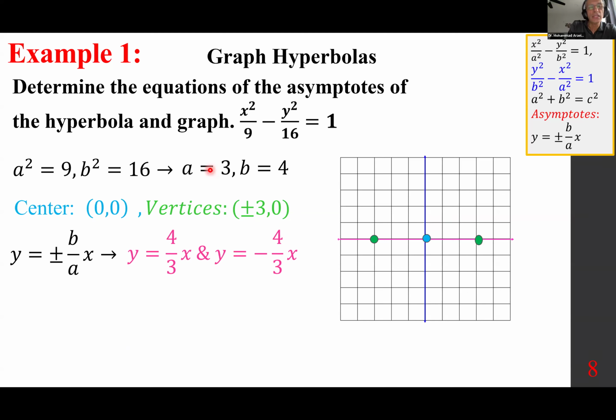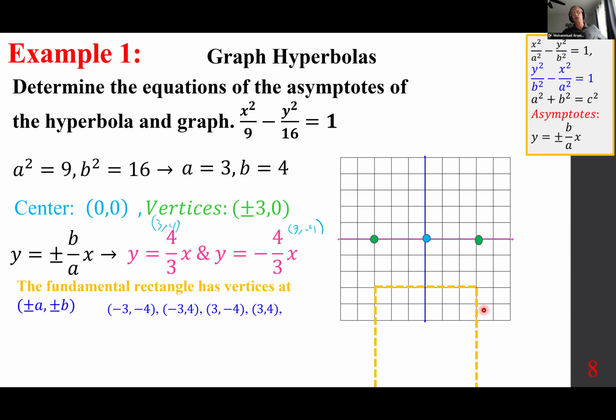If we were to graph them fairly fast, they both go through 0, 0. For the sake of argument, if you pick x to be 3, it cancels out the 3 and y becomes 4. If you pick negative 3, you get negative 4. But in any event, it's easier to go with the fundamental rectangle, which is plus or minus a, plus or minus b. So for example, a, b would be 3 units to the right, 4 units up. And then the same thing here, here, and here. If you draw that, the diagonals are our asymptotes. It's also a good idea to mark b equals 4, so 0, 4 and 0, negative 4, as reference points. These are the two asymptotes.